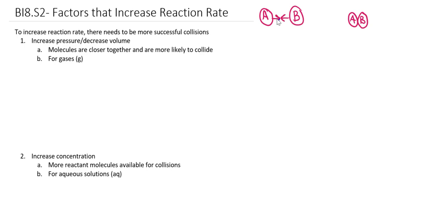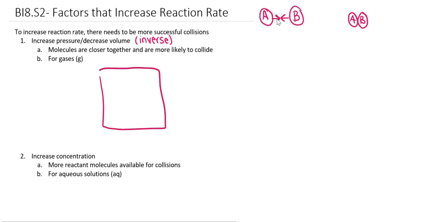So the first way that we can increase reaction rate is by increasing the pressure or decreasing the volume. This is always going to be an inverse relationship. So if pressure goes up, volume goes down. If pressure goes down, volume goes up. The reason why increasing the pressure or decreasing the volume will increase reaction rate is because the molecules will be closer together, which means they are more likely to collide. This is going to be for gases only.